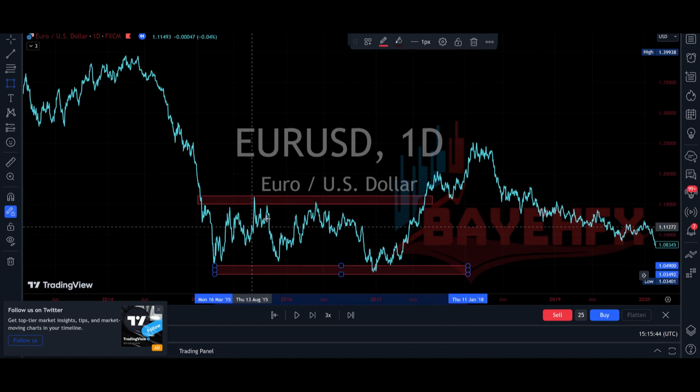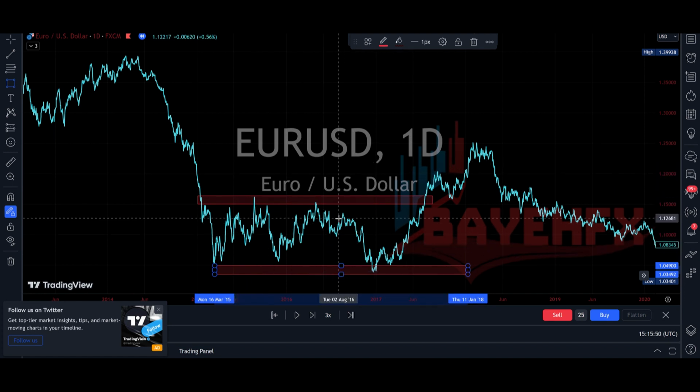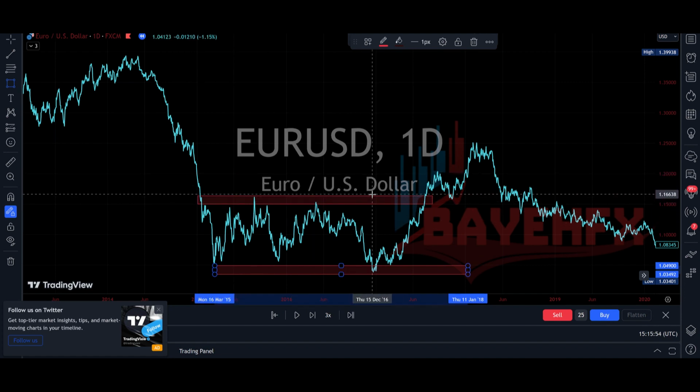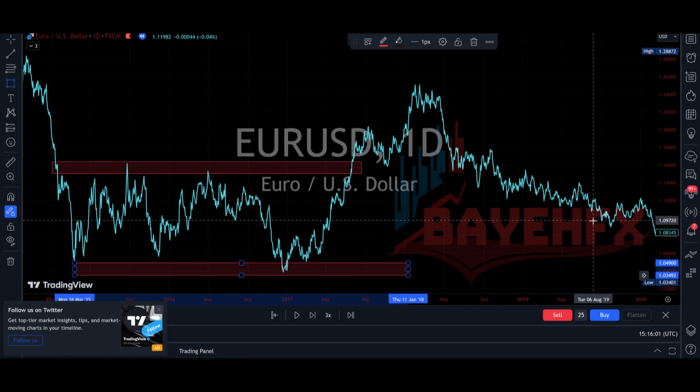It was just forming an indecision because buyers came into the market. They were trying to push the market higher, but sellers are in control. The bears are in control, right? And then the market shot up and then we continued the downtrend.